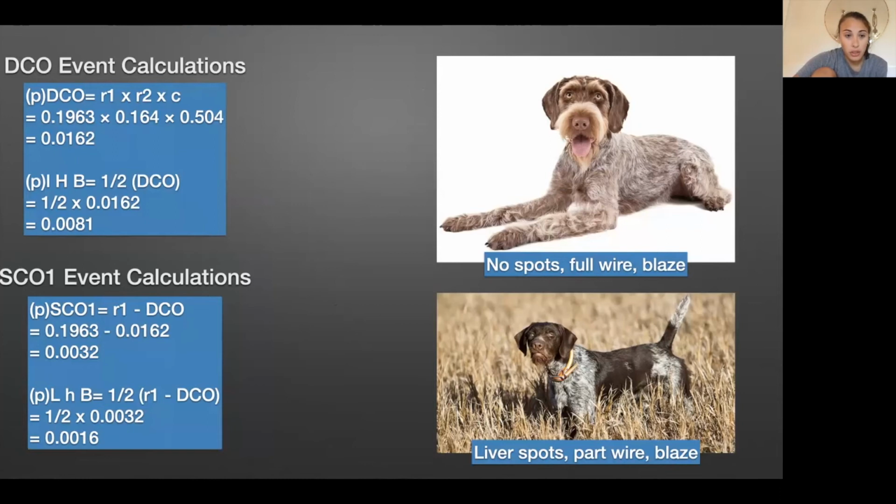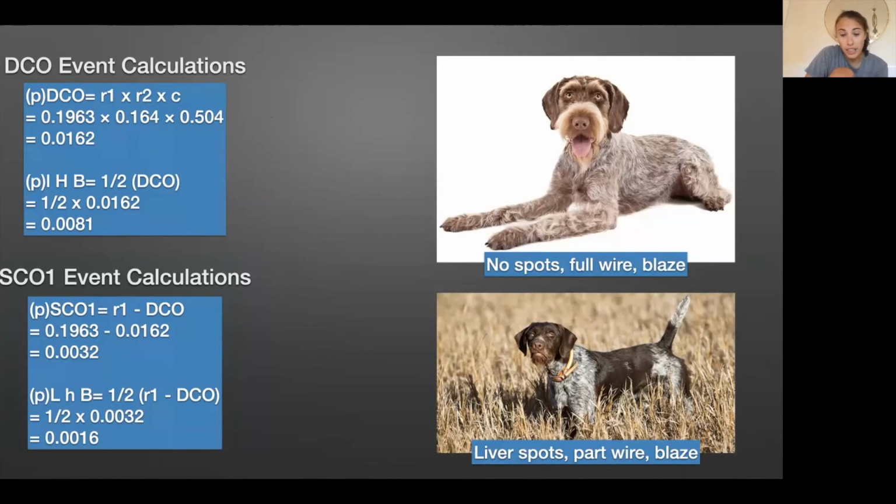And here are some examples of my calculations for a double crossover event. You would do 0.1963, which was the measurement of the first part, and 0.164, which is the measurement of the second part of coincidence, and that would give you 0.0162. But that's the probability for just a double crossover event.